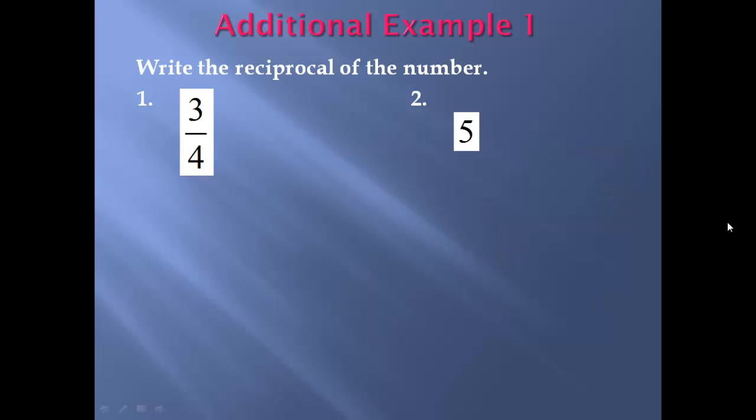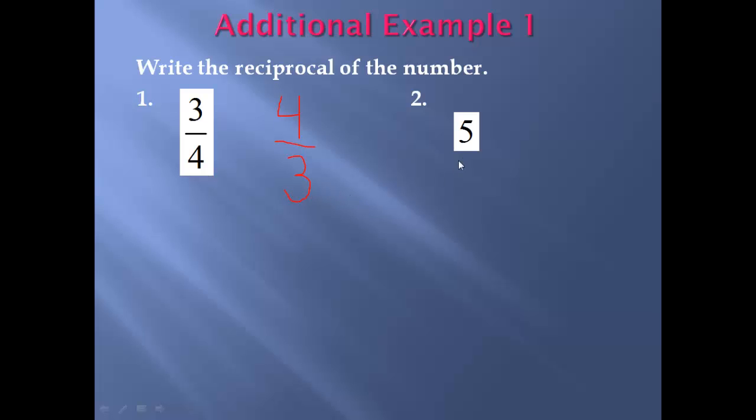Now we're going to look at an additional example. You can pause the video and try it on your own, or you can follow along. Write the reciprocal of the number. For number 1, we have 3/4. When we write the reciprocal, we're going to turn it over. So we're going to write the denominator on the top, so we have 4, and then on the bottom of our fraction we're going to write the numerator, which was 3. So the reciprocal of 3/4 is 4/3.